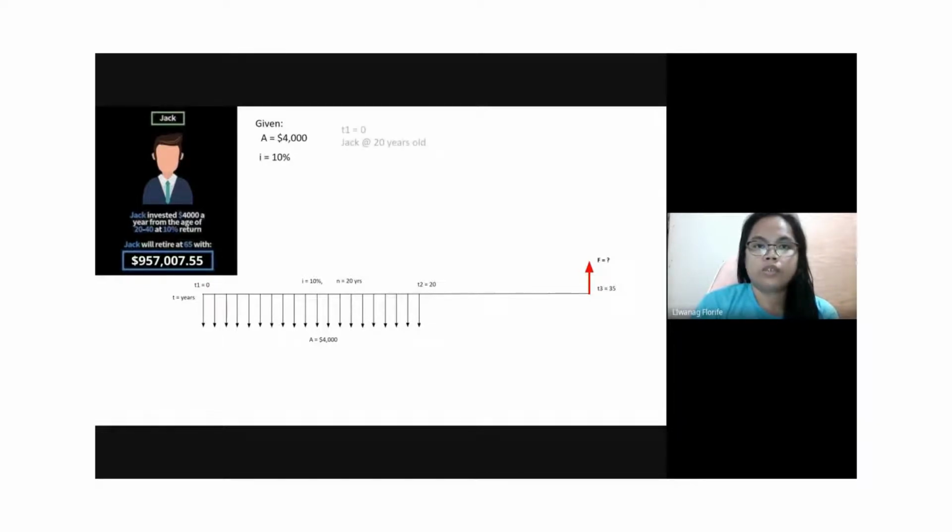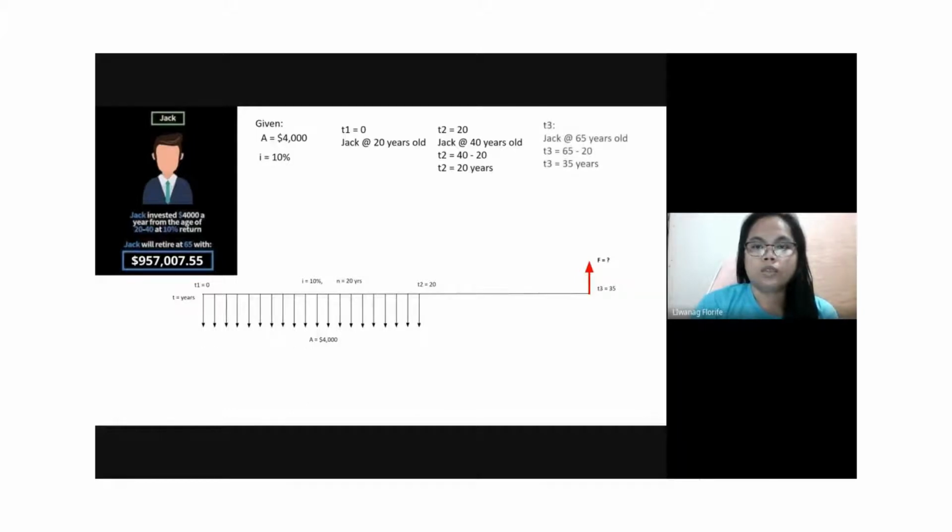So we have here 3 times. We have T1 is equal to 0 when Jack is at 20 years old. We have T2 is equal to 20 when Jack is at 40 years old. T2 is identified by subtracting 20 from 40, so the time difference is 20 years.